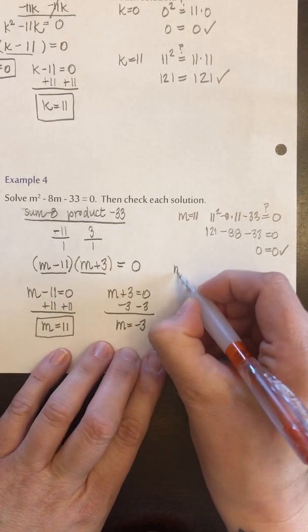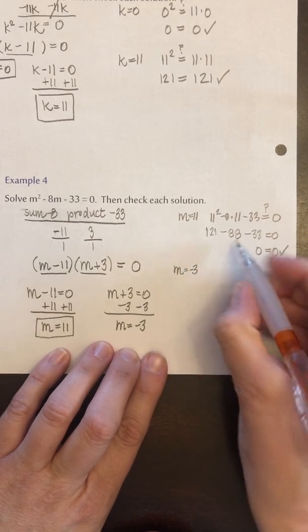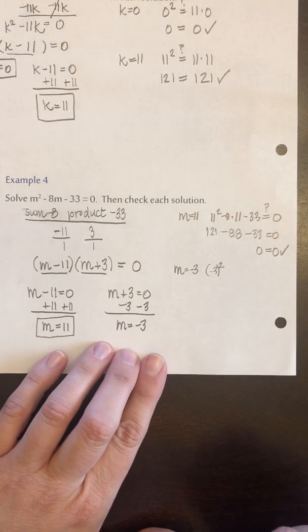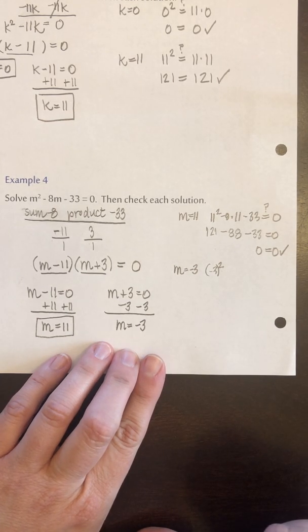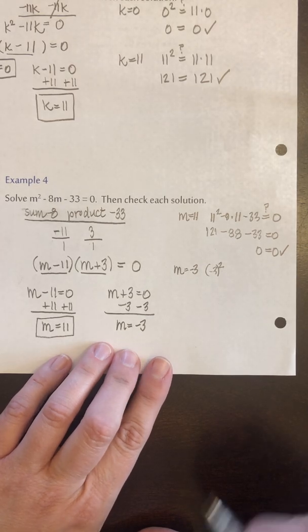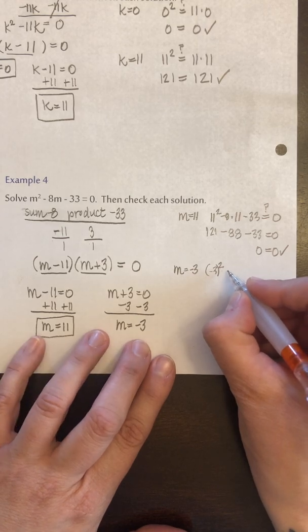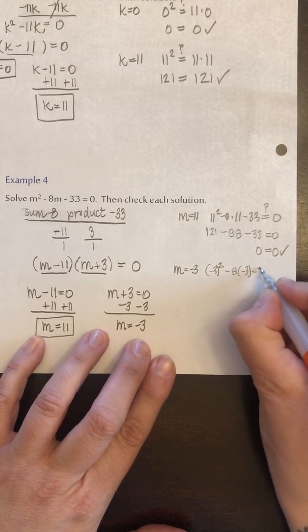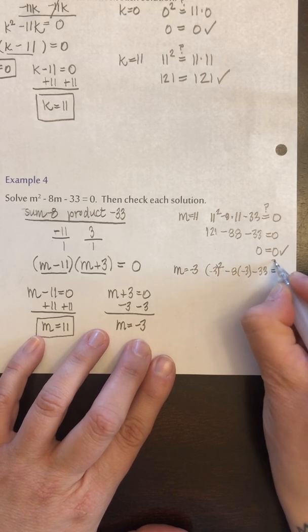All right, let's try the m equals -3. So I'm going to have (-3) squared. Notice I put that in parentheses. That just goes back to chapter 1 and chapter 2. You want to make sure you put it in parentheses because you're squaring not just the 3, but you're squaring the negative with it as well. Minus 8 times -3 minus 33, does it equal 0?